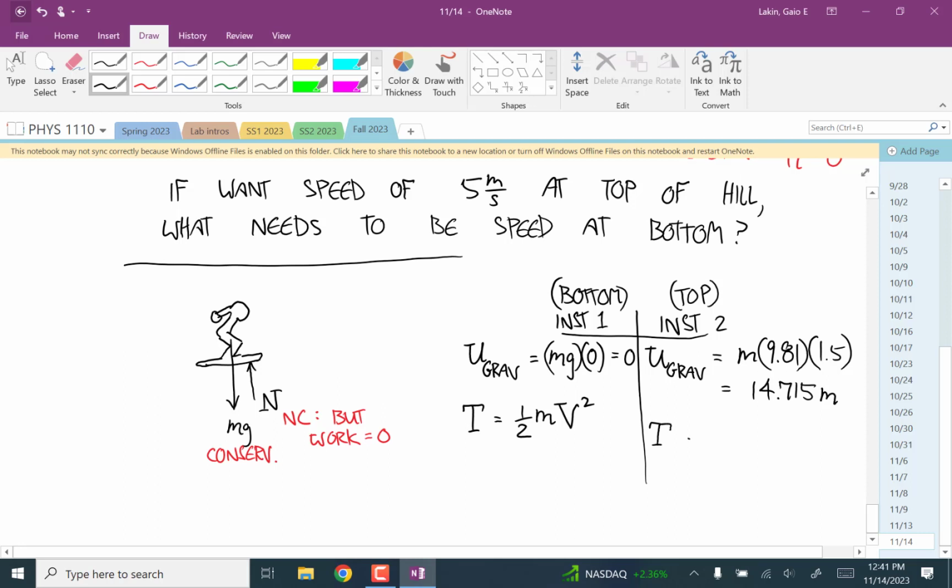The kinetic energy at the top of the hill is 1/2 times the mass of the skier times the skier's speed squared at the top. What do we want for the speed at the top? 5. Yep. So this is going to be 5 squared, and so we get 1/2 times 25 times m. So that's 12.5 times the mass of the skier.